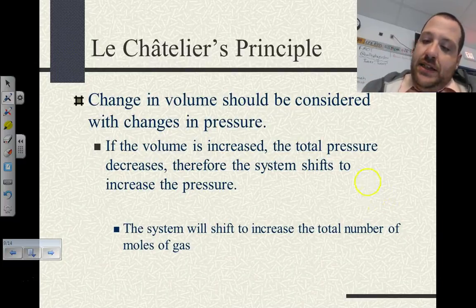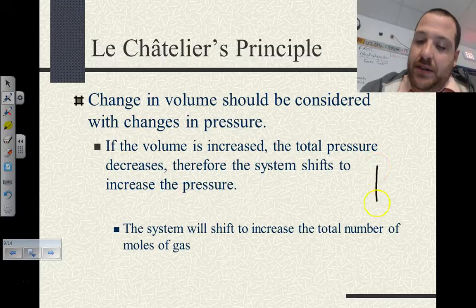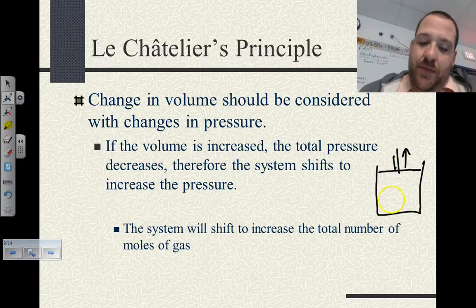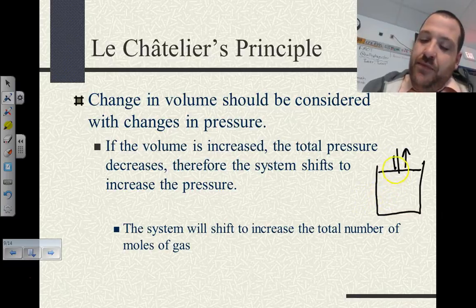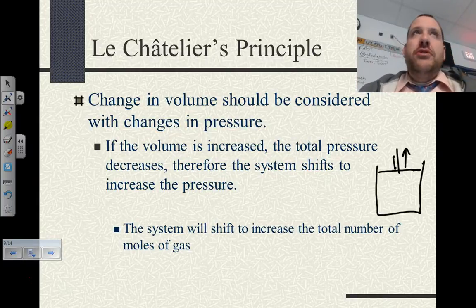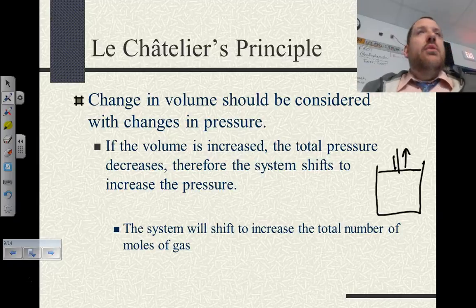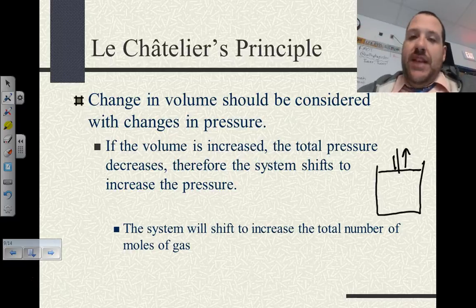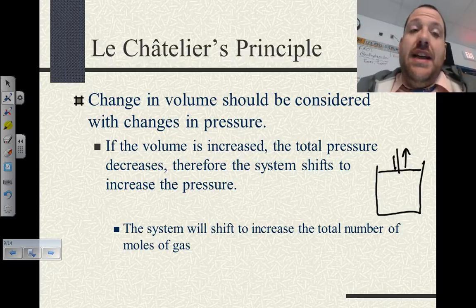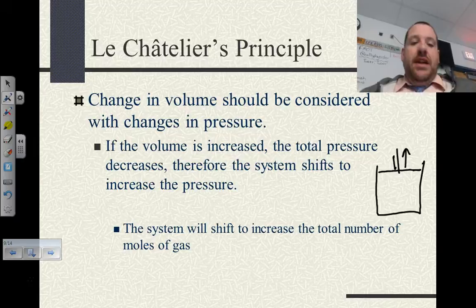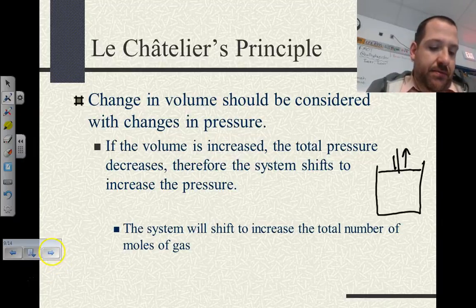If now you increase the volume, the other example, other than a balloon, is a piston. A piston is a closed system, and if that piston changes its volume and you increase it, you have more space for the gas, and you want to go back and maintain the equilibrium pressure, the equilibrium concentrations of the gases. In order to do that, you have to shift to the side that has more moles of gas. By shifting to the side with more moles of gas, you can maintain the equilibrium.